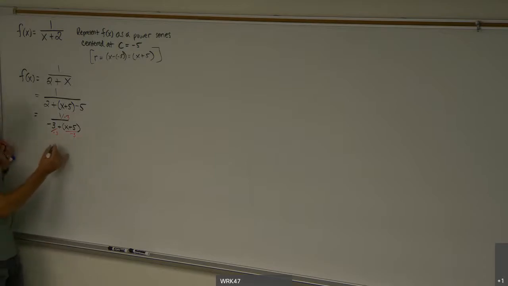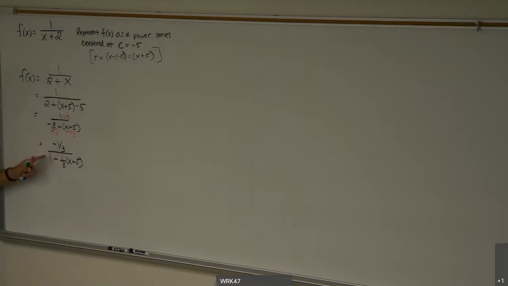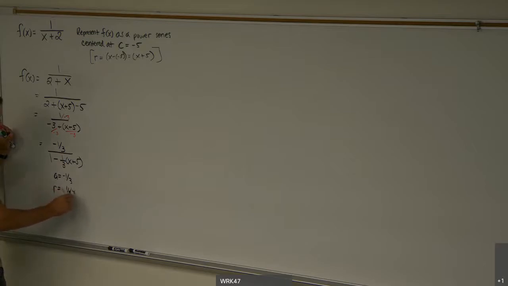And so we get negative 1/3 here. We get a 1 now, a minus 1/3 x plus 5. And now we're in great shape. We have it in the right form, a over 1 minus r. My r is the right value. I have the 1 here, I have the minus sign. We're happy, and so a is negative 1/3, r is 1/3 x plus 5.